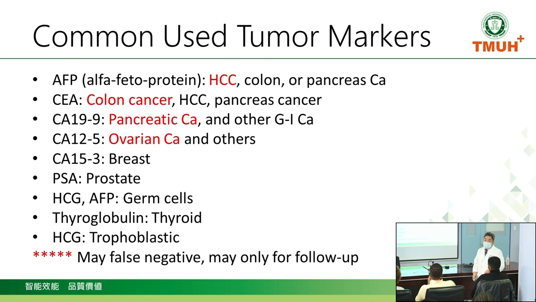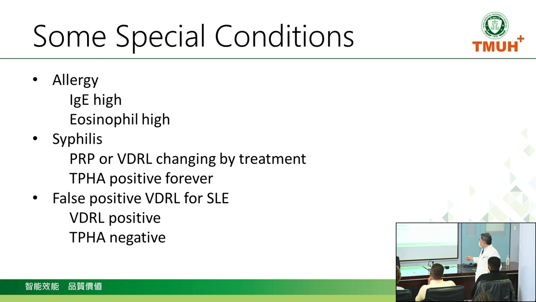Special condition: syphilis. You can check RPR and VDRL. RPR and VDRL change with active infection. It may persist a long time, maybe two plus, but sometimes it becomes 32 plus, which means a new infection. And the TPHA is positive forever.